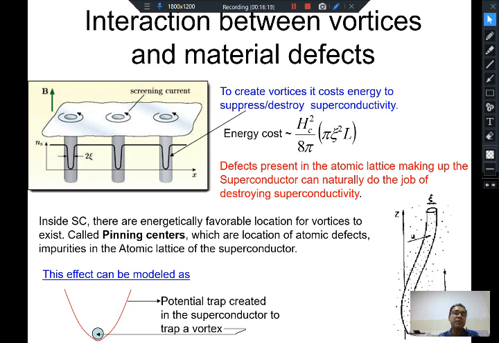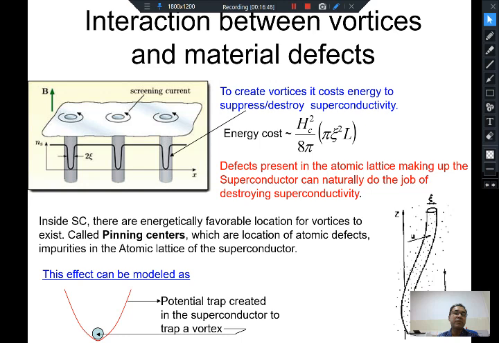Then those atoms of iron are non-superconducting, so they will suppress the superconductivity and create normal regions out there. So as you know, you have a vortex which is a normal region surrounded by a superconducting region, and to create a vortex it costs energy because the free energy of the superconducting state is lower than the free energy of the normal state. So if you want to create a normal region, you have to supply energy.